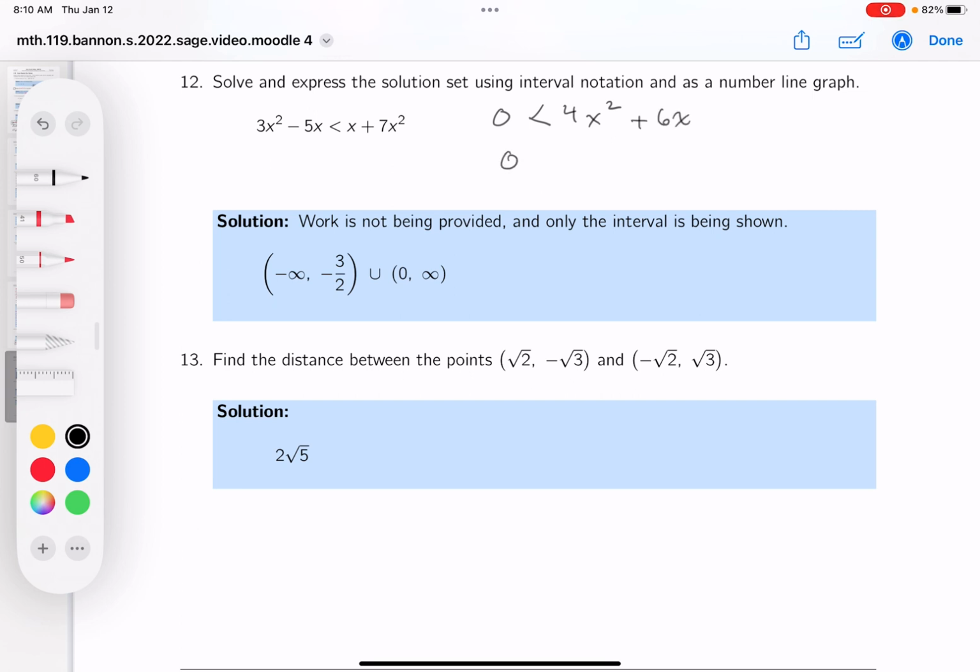The next thing I recommend is you factor. I'm going to pull out a 2x. We're left with 2x plus 3. All right? The next thing I recommend is a number line. And on that number line, we're going to list the zeros. Well, 2x becomes 0 when x is 0. And 2x plus 3 becomes 0 when x is equal to minus 3 over 2.